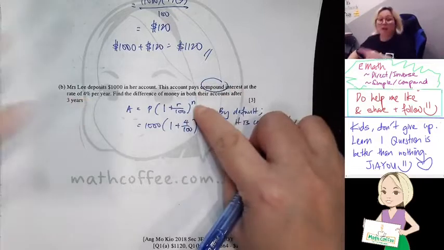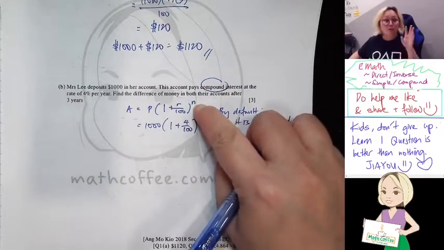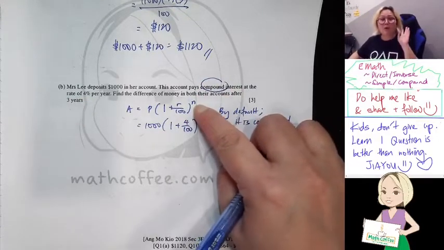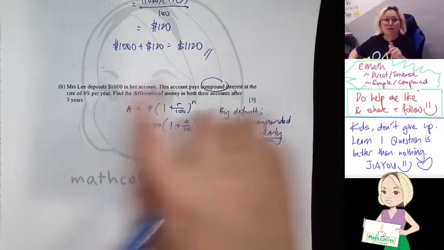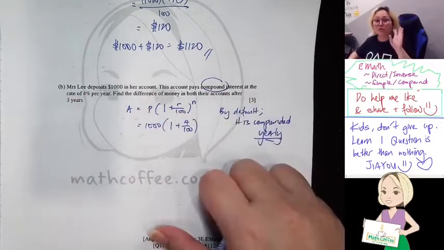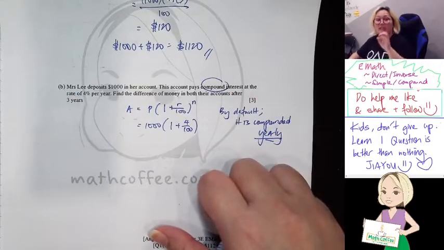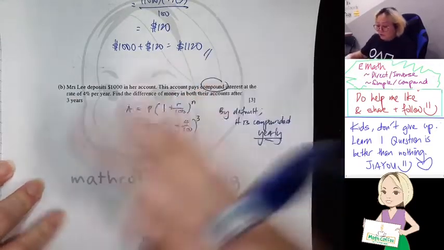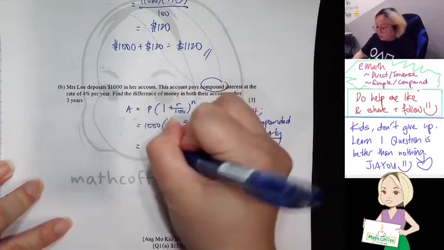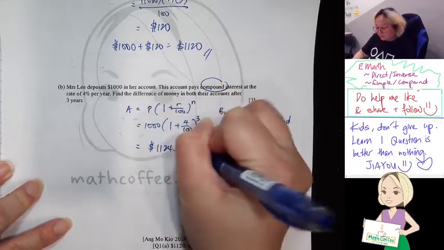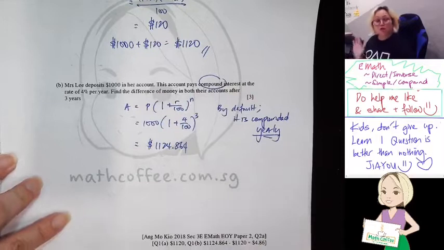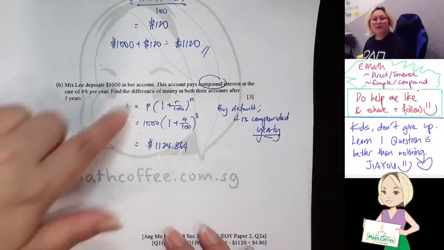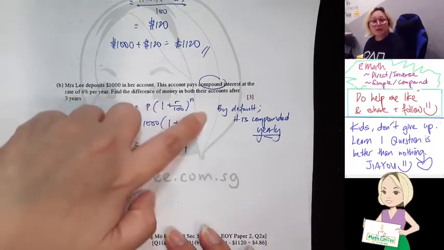N represents how many times it's going to compound. If it's compounded yearly, 1 year compounds 1 time. If it's for 3 years, 3 years compound 3 times. That's why your N equals 3. So put in the 3, then just press the calculator. You will get 1124.864.